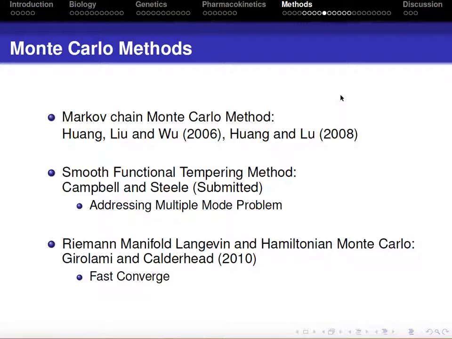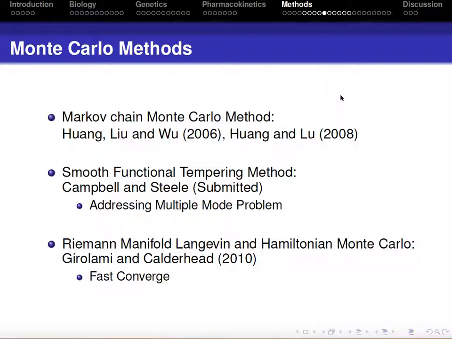The second method is the smooth functional tempering method. Basically, they try to address the problem that ODE models have multiple modes. When you do MCMC, it is easy to get stuck in a mode and you cannot escape. So this method tries to skip between multiple modes.